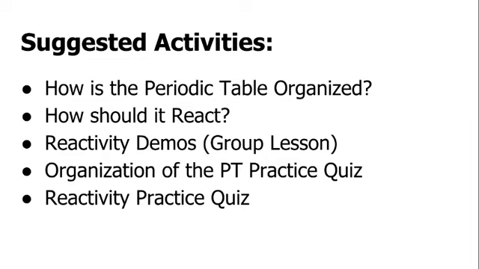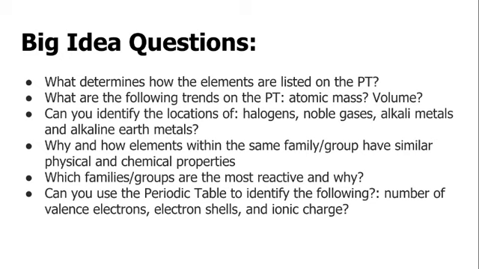So big idea questions. What determines how the elements are listed on the periodic table? What are the following trends of the periodic table? So atomic and mass specifically. How can you identify the locations of the following families: halogens, noble gases, alkali metals, and alkaline earth metals? Why and how are elements within the same family or group have similar physical and chemical properties? Which families and groups are the most reactive and why? And can you use the periodic table to identify the following? Number of valence electrons, electron shells, and ionic charge.